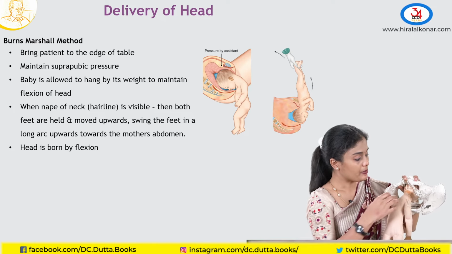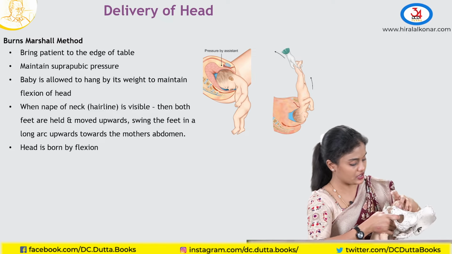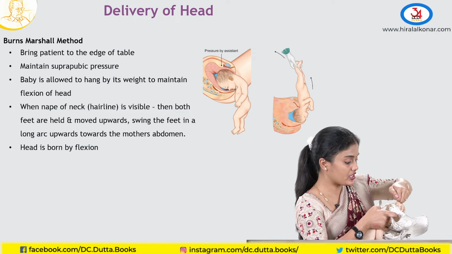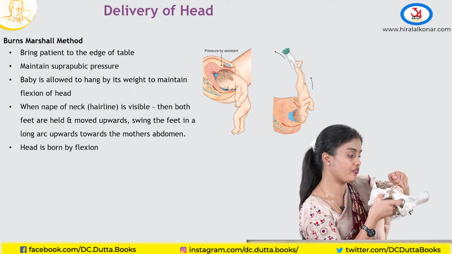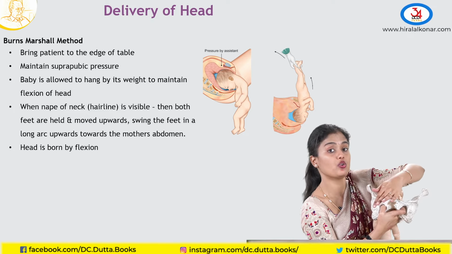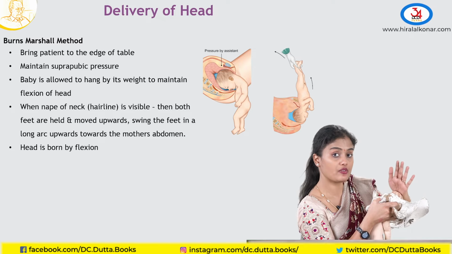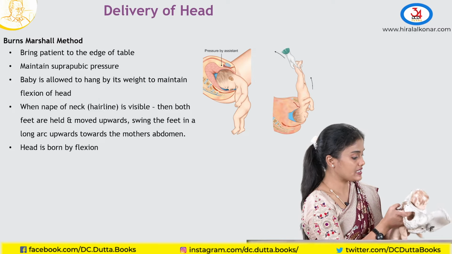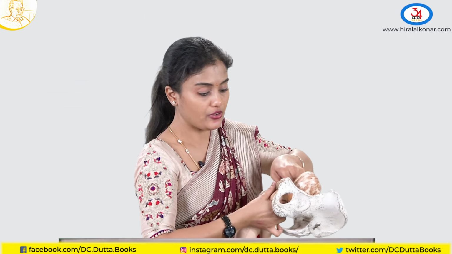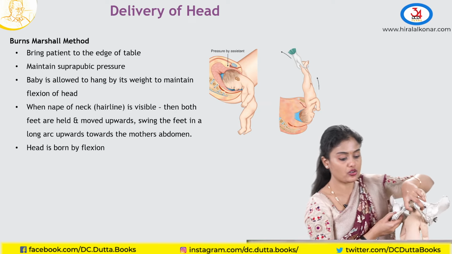Now what you should do is bring the patient to the edge of the table and maintain the suprapubic pressure. The suprapubic pressure should always be downward so that the neck will go for flexion, and you should not give pressure the other way so that the neck goes for extension. You should always give suprapubic pressure so that the neck will go for flexion. Then allow the baby to hang on its own weight. Now the baby has come out, it is hanging on its weight.